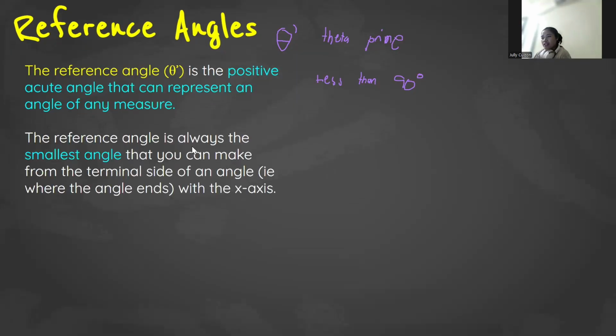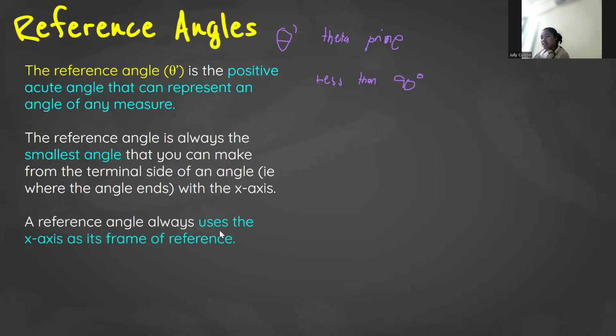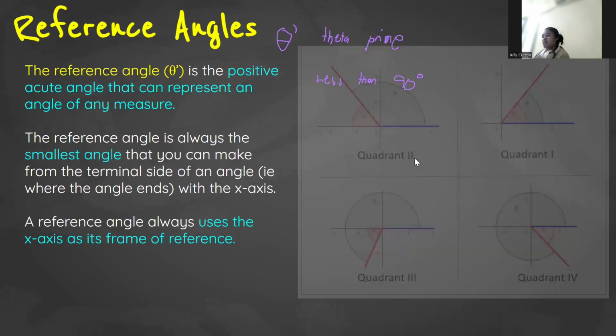So, the reference angle is always the smallest angle that you can make from the terminal side. You start at the terminal side, going to the x-axis. And the reference angle always uses the x-axis as its frame of reference.